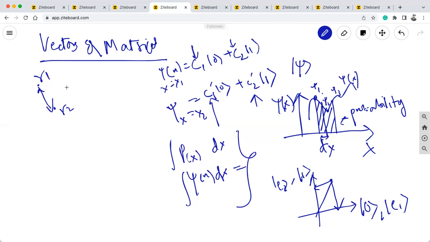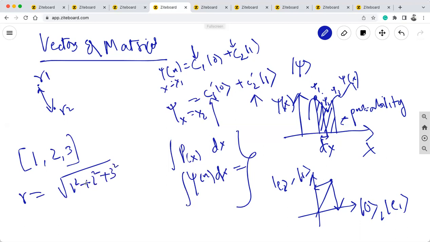Okay, so if you have a vector, say for example (1, 2, 3), classically what we know as the length is r equals, as we learned in our childhood, the square root of 1 square plus 2 square plus 3 square, right? That's the Euclidean distance we measure, right?